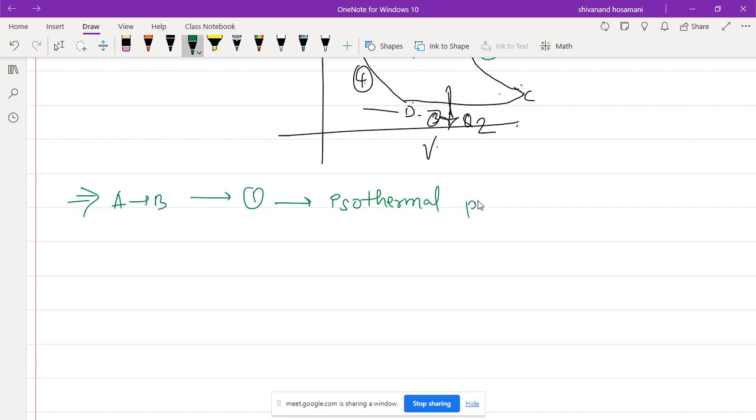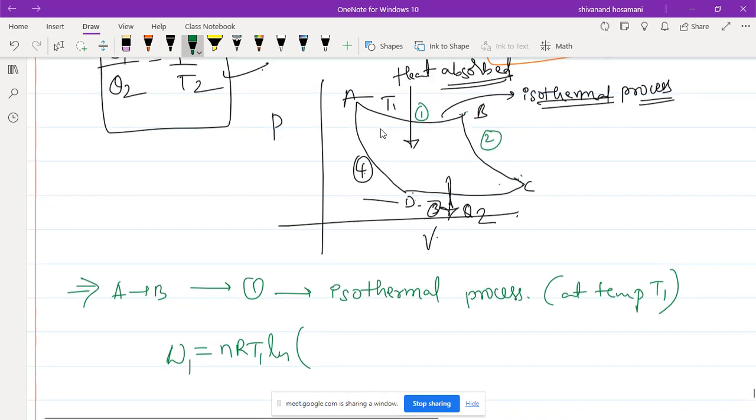So what is the work done in this case? At constant temperature, at temperature T1. How do you calculate the work done in this case? Work done, that is W1, is equal to, for an isothermal process, nRT1 ln of V2 to V1, the volume changes.